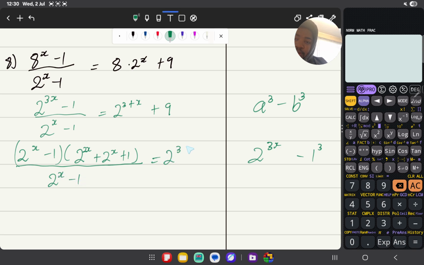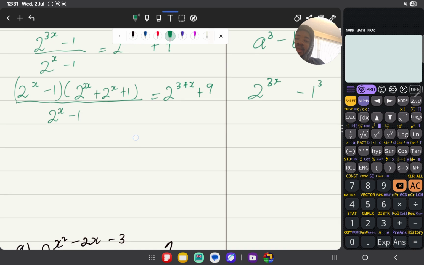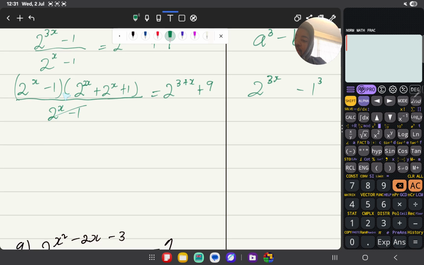2 to the power of 3, plus 3, plus x plus x, plus 9. Then of course this one is in a different color, so this divides this.